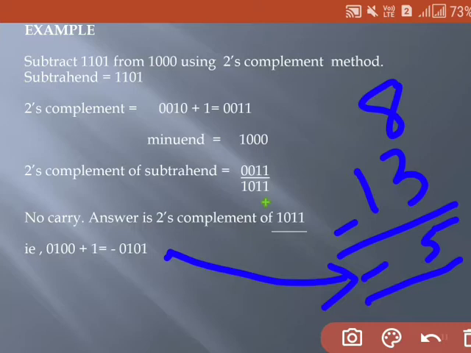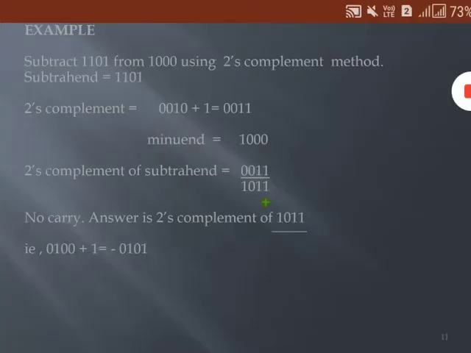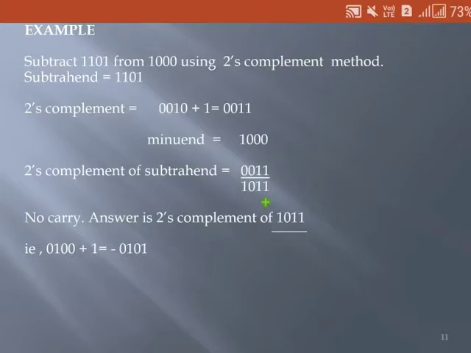So whatever procedure you have adopted is correct, and I have also verified it with decimal numbers. Okay, so this is the procedure of doing subtraction between two binary numbers using the 2's complement method.